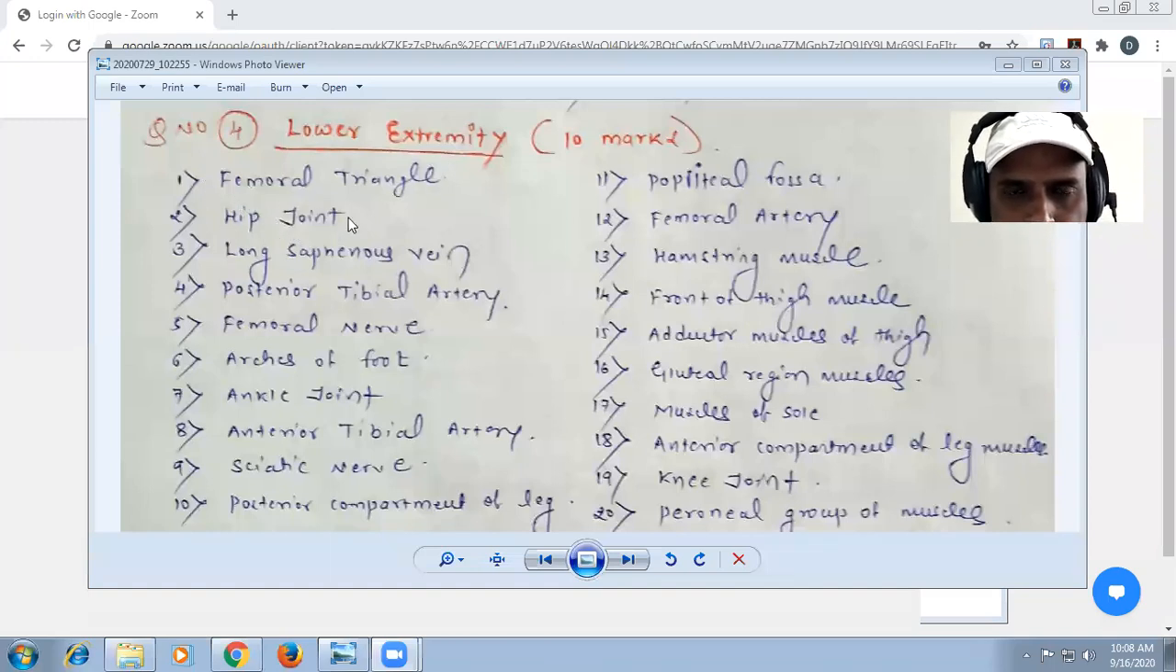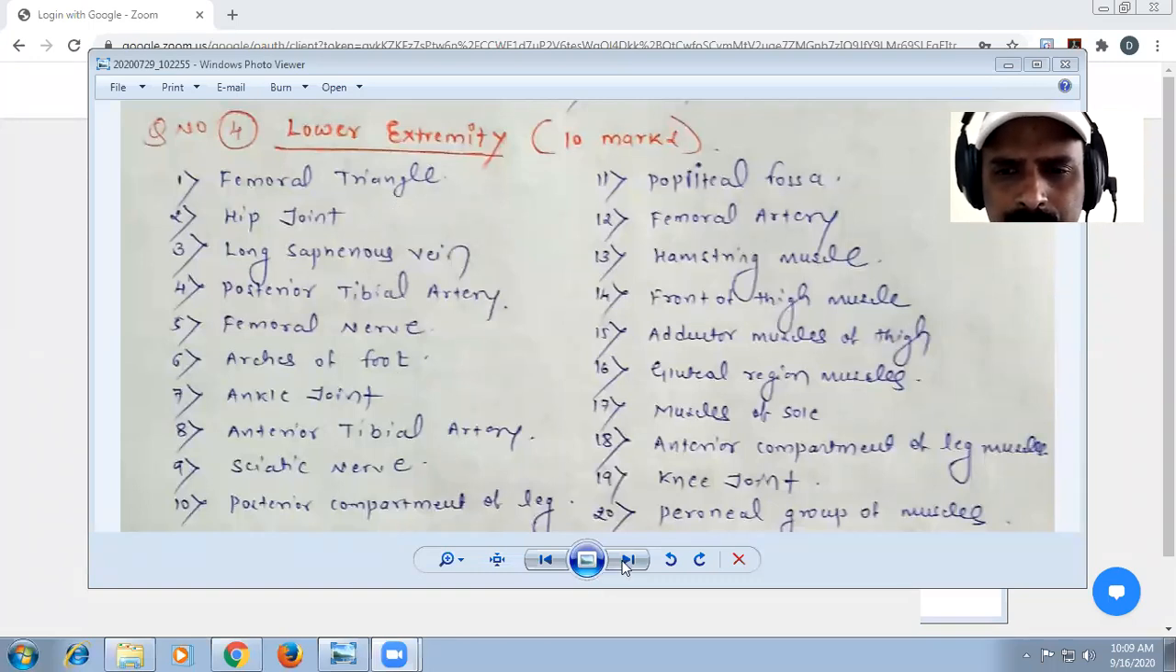Then comes the femoral triangle. Many times, and this is very important, it is commonly asked. Either the popliteal fossa they will choose, or the femoral triangle. Without preparing these two topics, you will face difficulties in writing the paper. So for the femoral triangle and popliteal fossa, you have to practice nice diagrams. With nice diagrams and a nice presentation, you will get the marks. That is the very important thing you have to know about all these lower extremity topics.